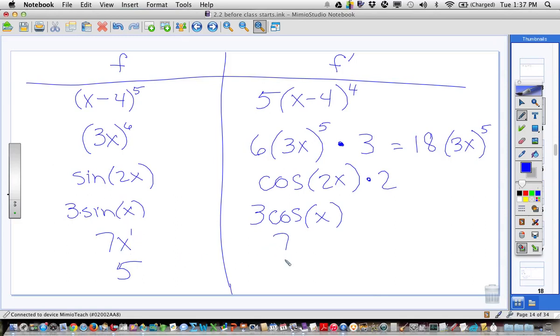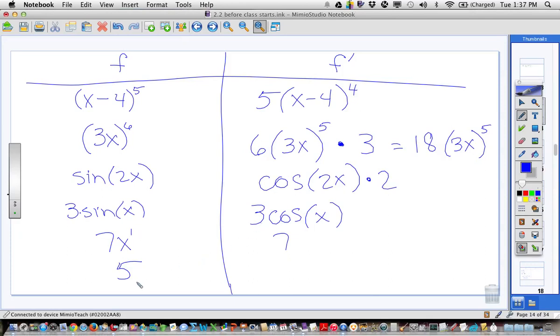Wouldn't it just be 7? First of all, it's just a line. And what's the slope of the line 7x? 7 all the time. So the derivative's got to be 7. But if you do our power rule, bring the 1 down in front. 1 times 7 is 7. And then change that to x to the 0. X to the 0 is 1. And so we do get 7. So the rule still works.